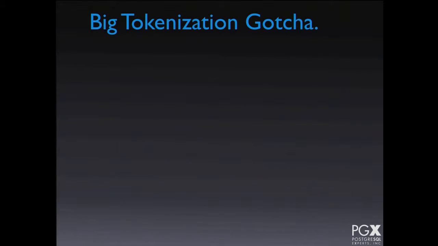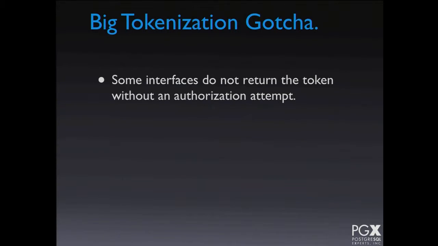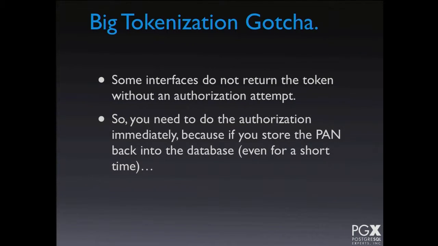hop into a hotel, they swipe or now chip your card, and they get an authorization, and later they close it. So the problem is a lot of these interfaces won't let you process this until you actually do a sale, which means these services can't use it. Which means the only thing you can do is store the authorization, because if you don't, you have to store the PAN in the database, and even if you store it for a short while, then you're back to PCI compliance land. So you have to do the sale immediately. This is not universally true, but some of the APIs do require this, which is a shame.